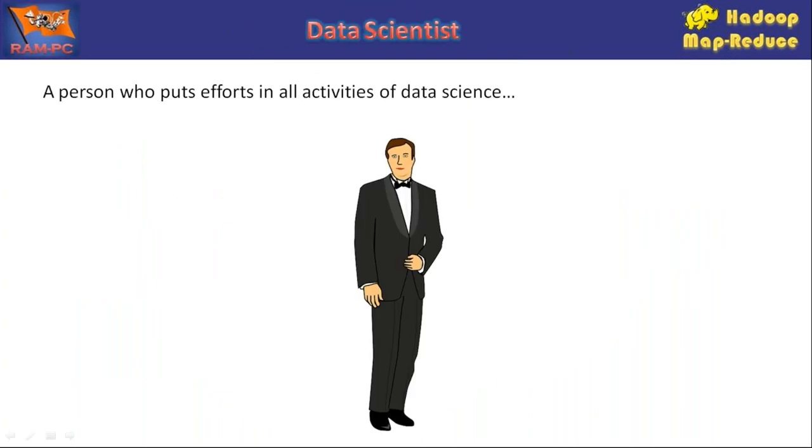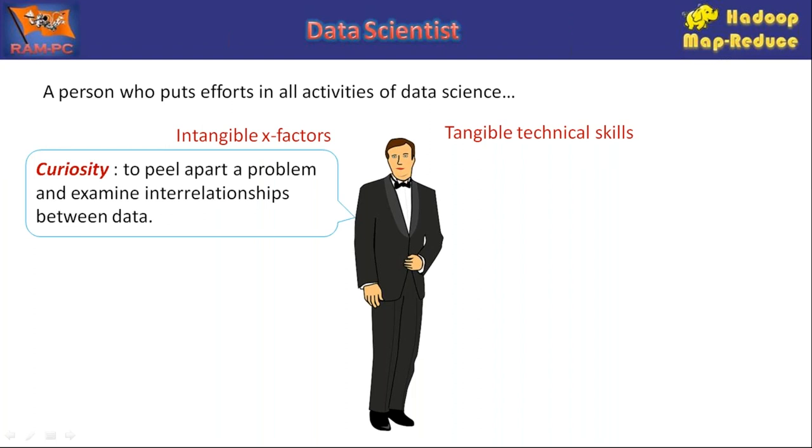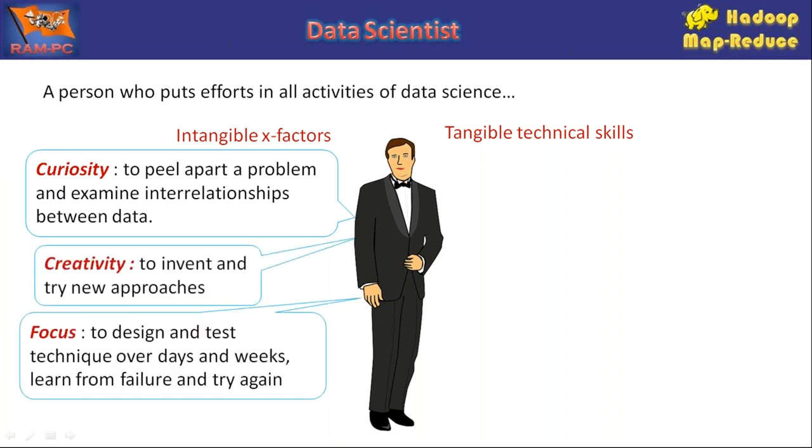I don't want to go into the data scientist and other things. I want to tell you about this. See here, the data scientist should have two types of qualities. One is the intangible X factors and the other is the tangible technical skills. Intangible X factors are very important for the data scientist. Curiosity should be there. You cannot learn it from anywhere. You have to build it on your own. Curiosity, creativity, and focus. These three you have to build on your own.